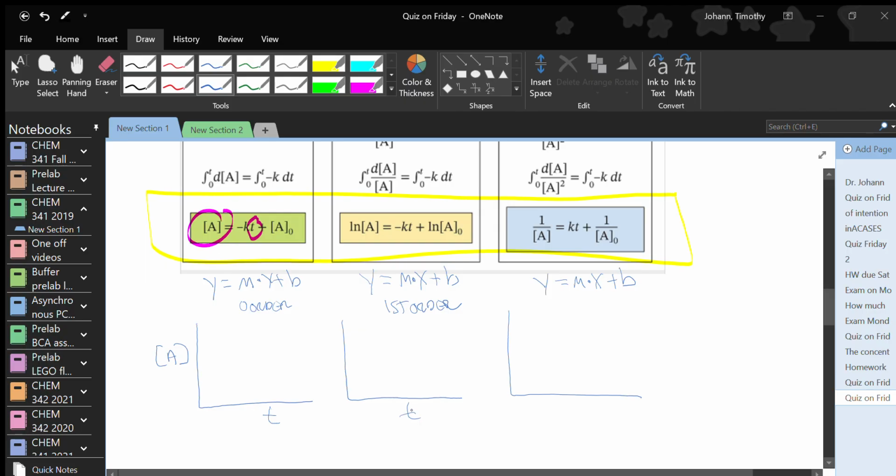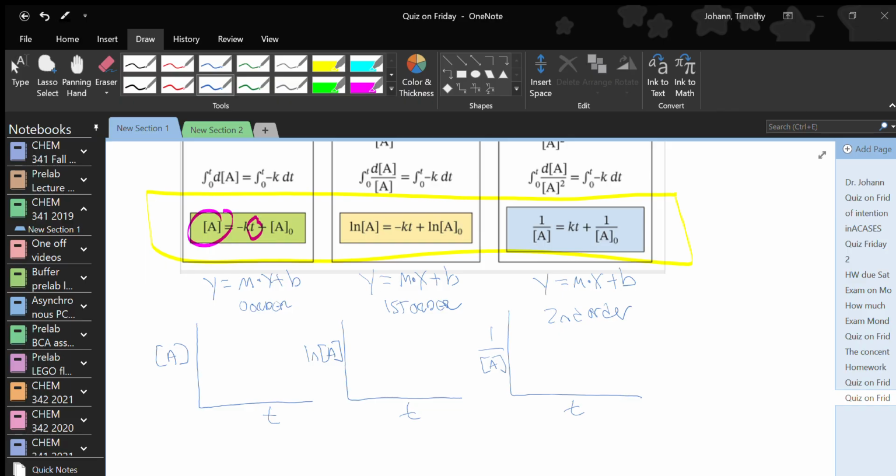Still T on the x-axis, and then the natural logarithm of A over here. Okay? And then what would I plot finally on my second order plot? One over the concentration of A is my y, and my x is still T. Okay? Does that make sense? So these are going to give me straight lines if it is the actual order of the reactant.